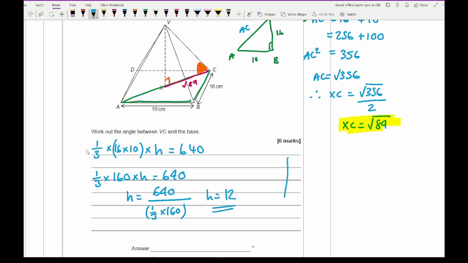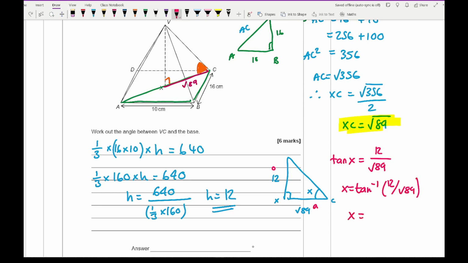So then looking at this triangle, which I'm going to draw rather poorly, this is the angle that I need to find, which is x. I know the height now is 12, and X to C is root 89. So then using SOHCAHTOA trig, I've got O and A, so I've got to use tan. So tan x equals 12 over root 89. So x equals the inverse of tan of 12 over root 89. So x gives me a final answer of 51.8 degrees, and that's been rounded to 1 decimal place. And that concludes the end of this paper.